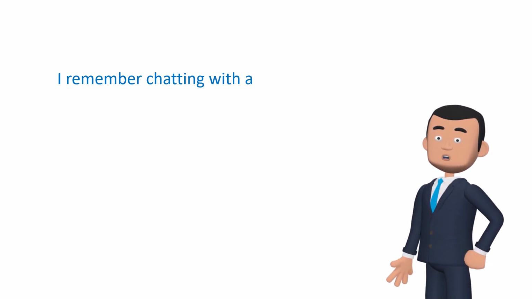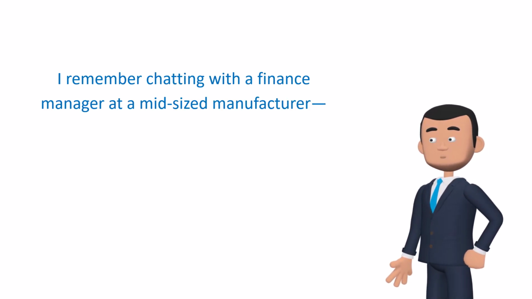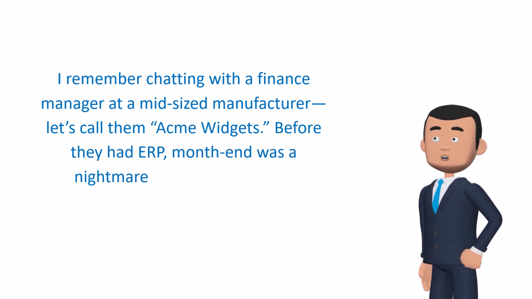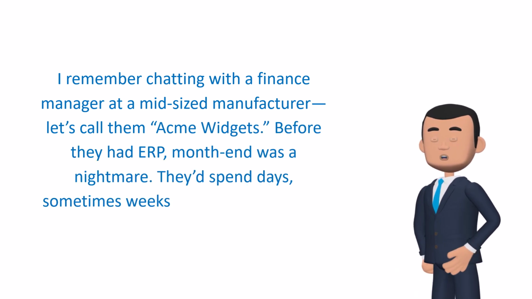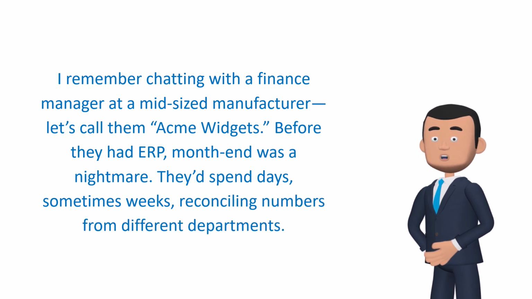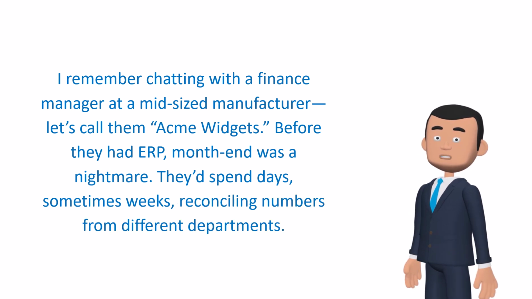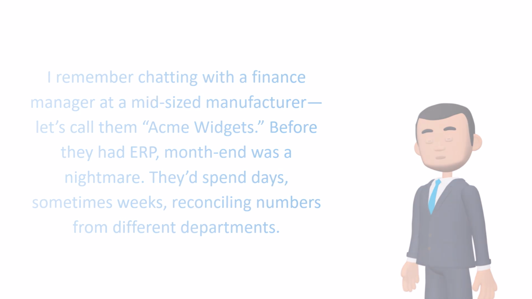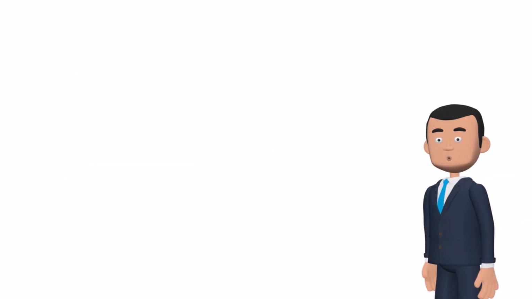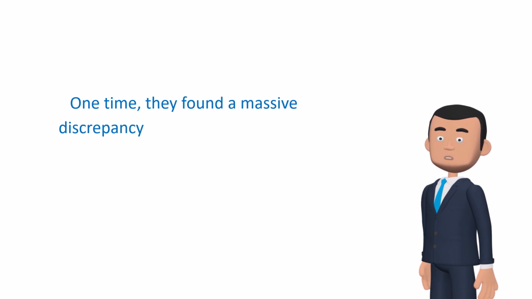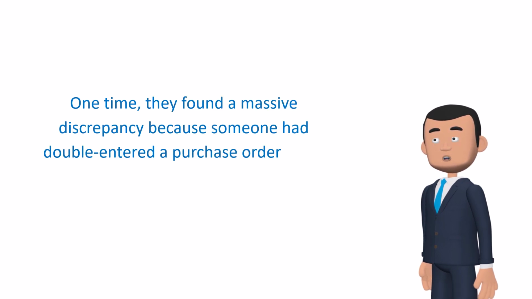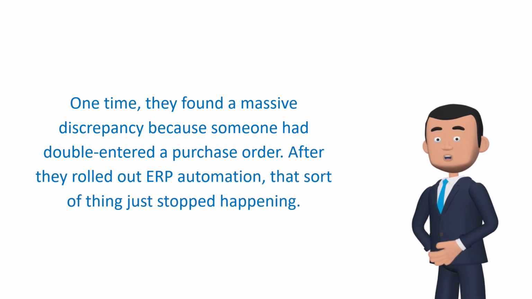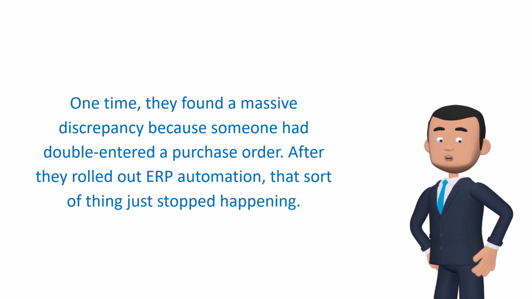I remember chatting with a finance manager at a mid-sized manufacturer. Let's call them Acme Widgets. Before they had ERP, month-end was a nightmare. They'd spend days, sometimes weeks, reconciling numbers from different departments. One time, they found a massive discrepancy because someone had double-entered a purchase order. After they rolled out ERP automation, that sort of thing just stopped happening.